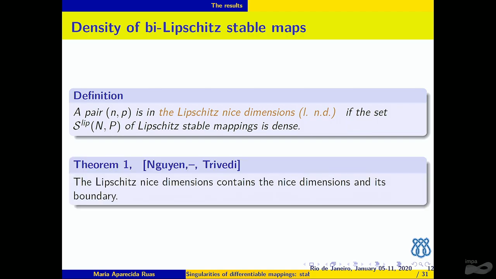So our contribution to this problem is this theorem with Nhan and Soraya. The Lipschitz nice dimensions contains the nice dimensions and its boundary. So it's different from the other cases. At the boundary, we prove that the Lipschitz stable maps also form a dense set. And we also have a contribution to the problem of families. So I state the two results, and then we go on. So recall that we are calling this theorem one.